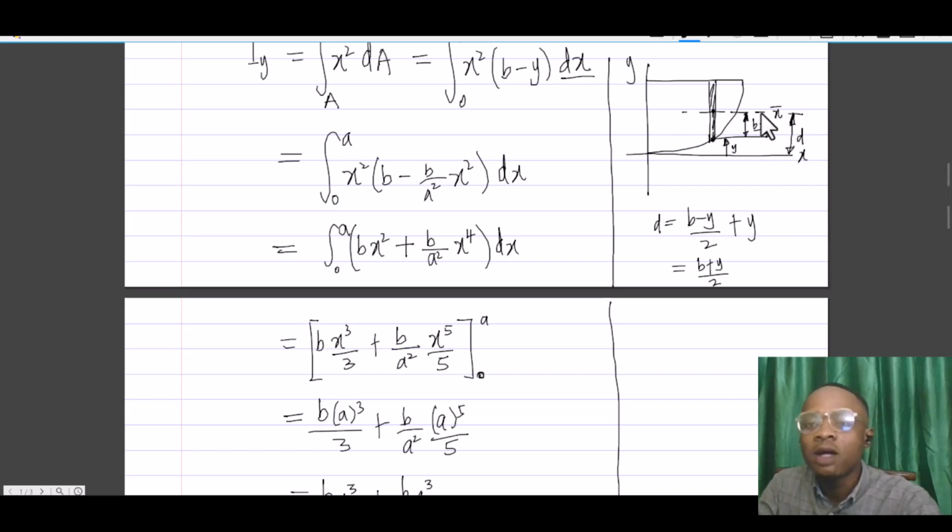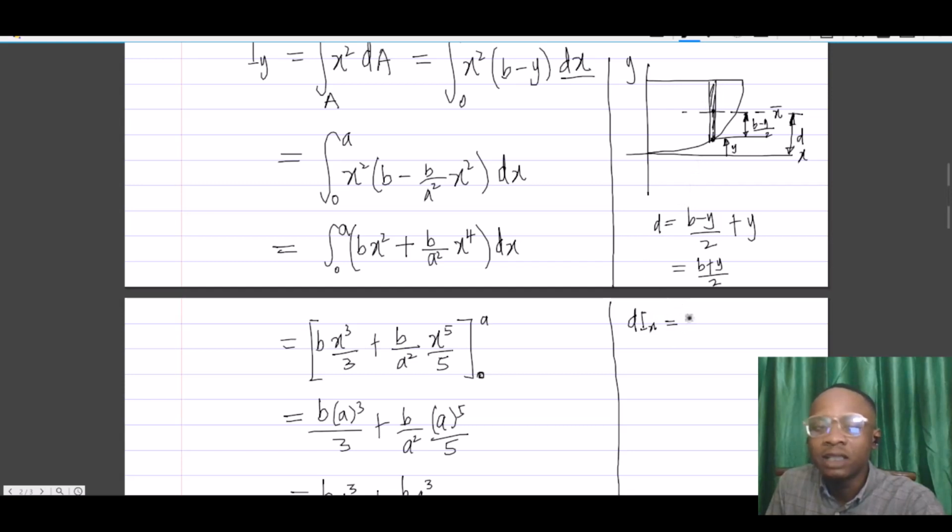So what will be the moment of inertia of this elemental area about the x-axis? Because it is the moment of inertia of the elemental area, we call it dIx. We are going to integrate it so that we get Ix. What is the difference between this and what we have done before? We are still using the same strip that we used to get the Iy. We're still going to use it here.